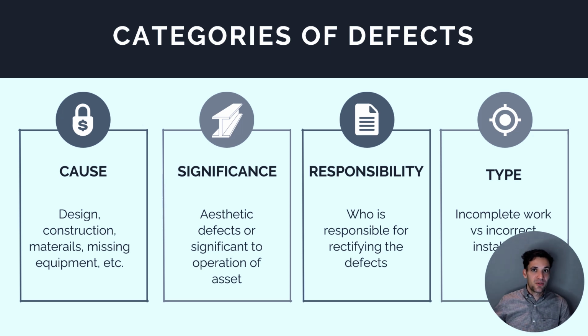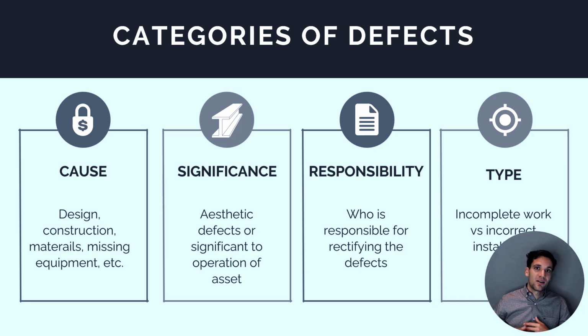We can break down defects based on their significance. So are they aesthetic only? Is it paint markings on a wall? Or is it a significant defect that impacts the operation of the asset? Is it a missing electrical switchboard? So we can break them down based on the significance.